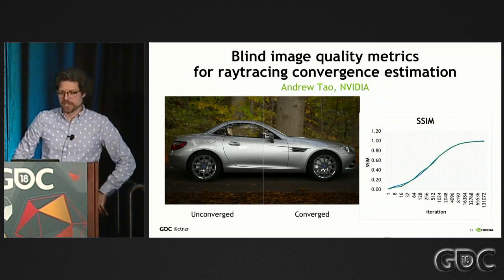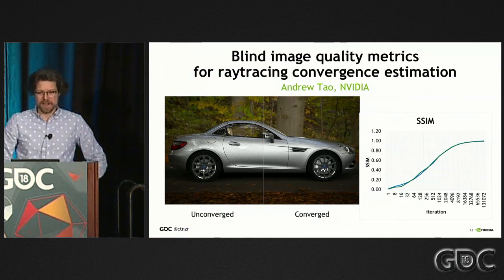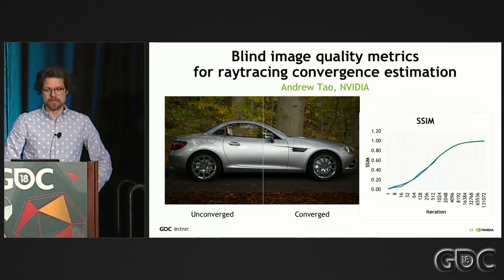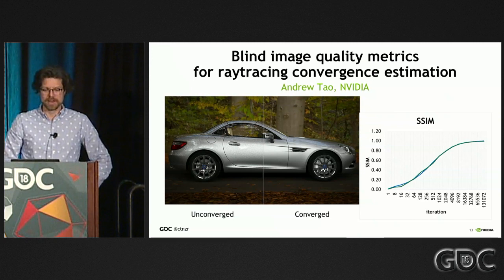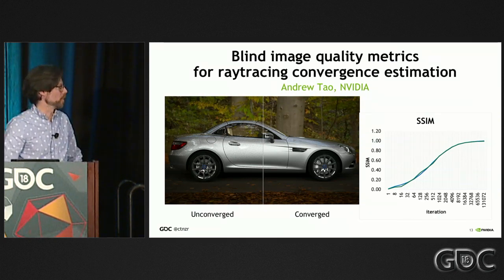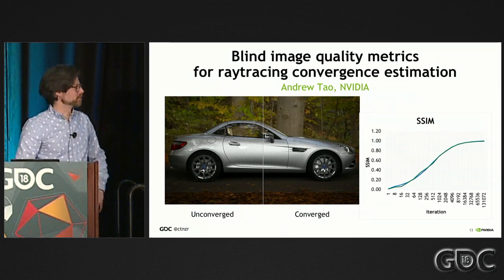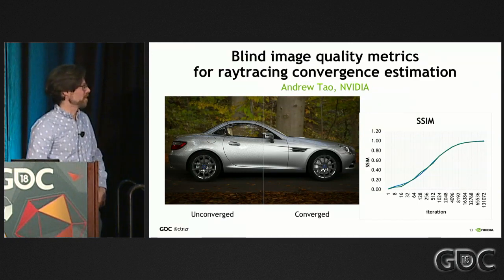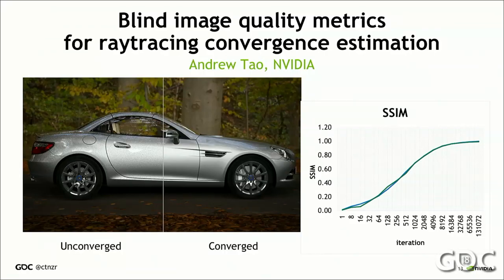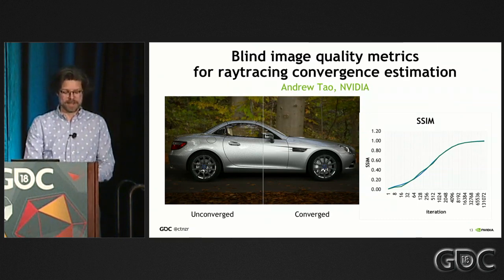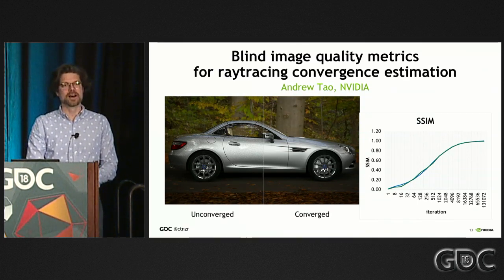Another related project that I've been pretty excited about has been image quality metrics, so blind image quality metrics to figure out when ray tracing is actually finished. So if you look on the left, there's a noisy ray traced version of a car, and on the right, it's more of a clear version of that car. It's been converged.